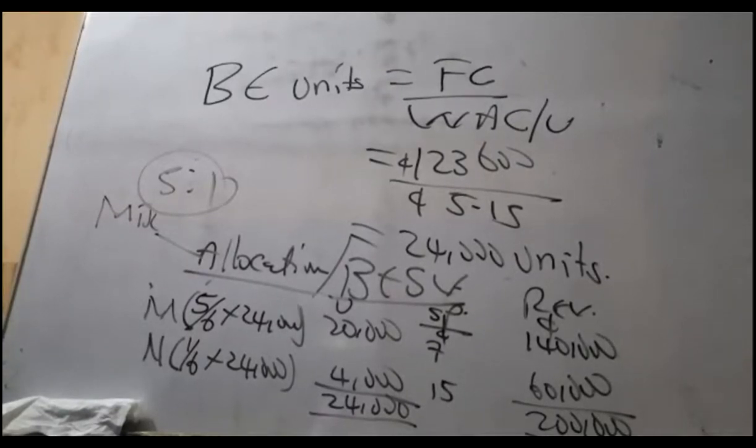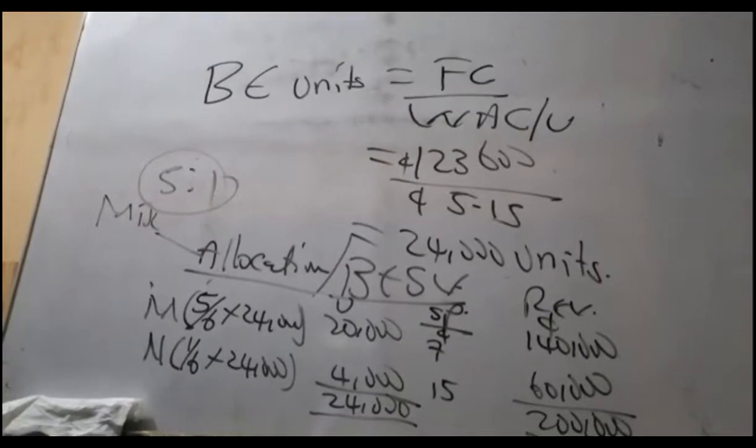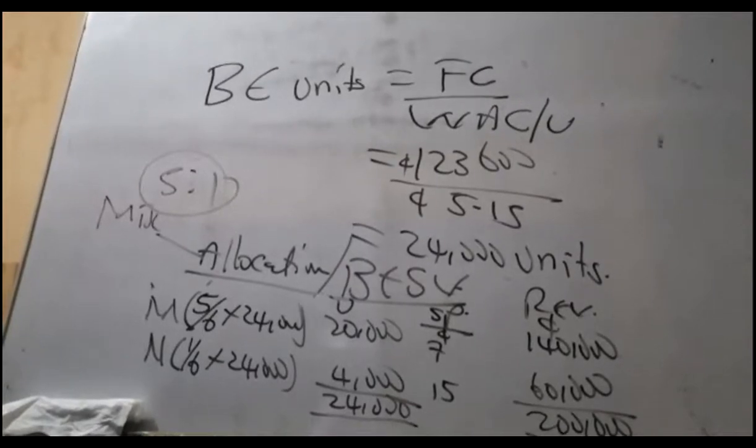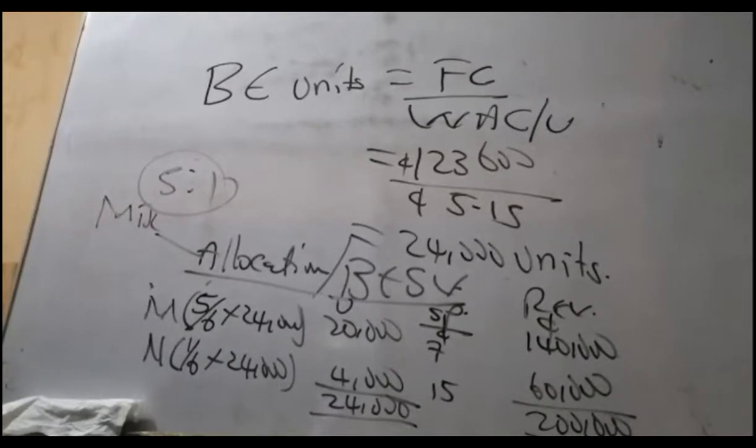The next item is calculating the weighted average CS ratio. So weighted average contribution to sales ratio. That's the next step that we are going to calculate using the same question. Then from there we can look at margin of safety and those ones.